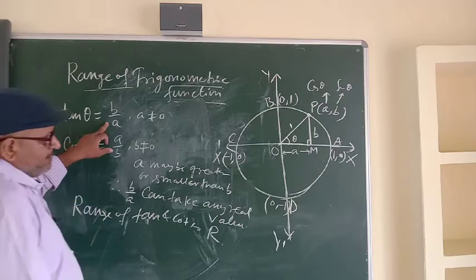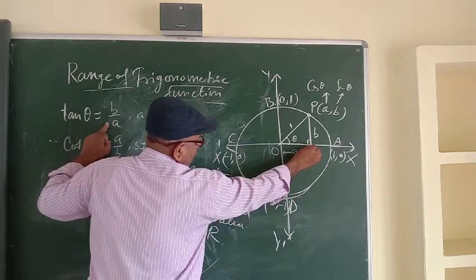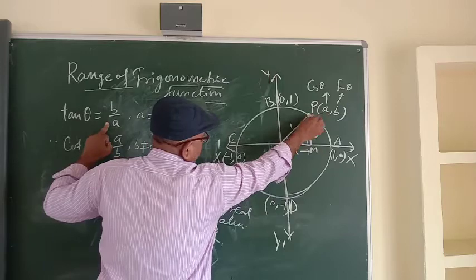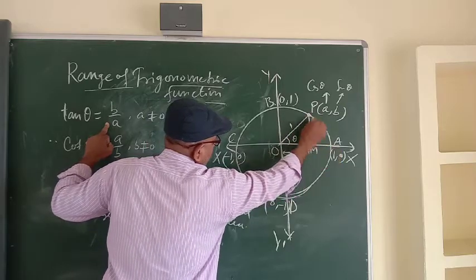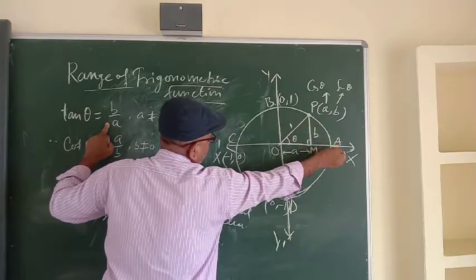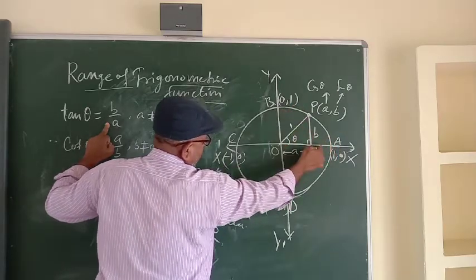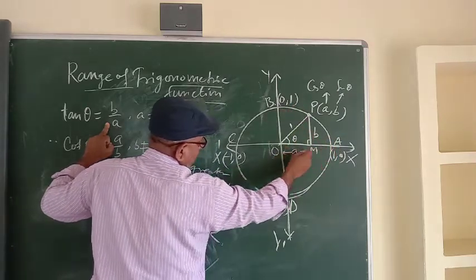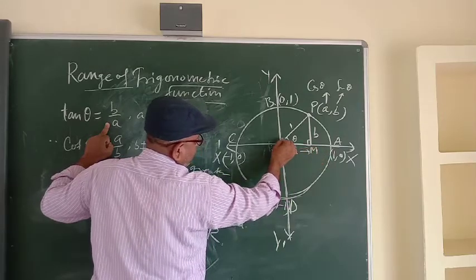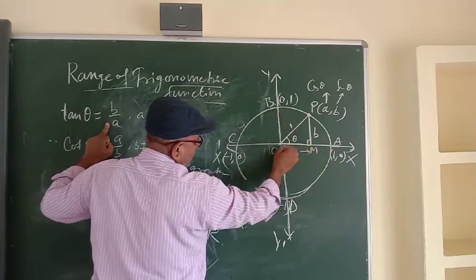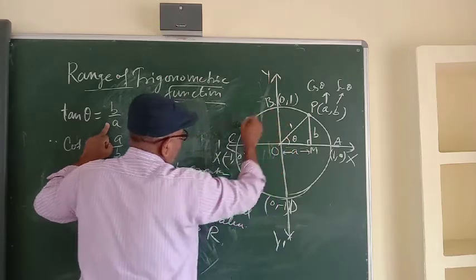B by A, if A will be less, if point P moves from point A to B, then value of B increases and value of A decreases. As A decreases, B increases. If A tends towards 0, then what will be B?